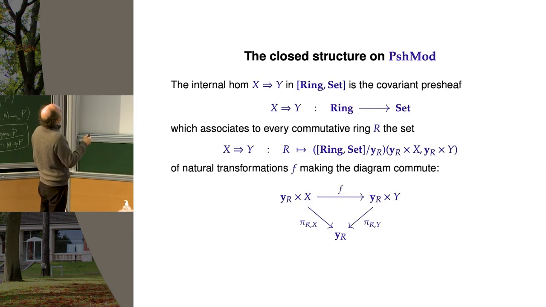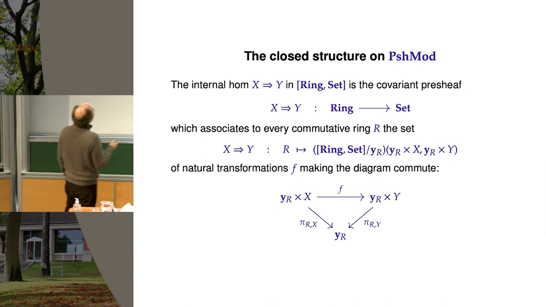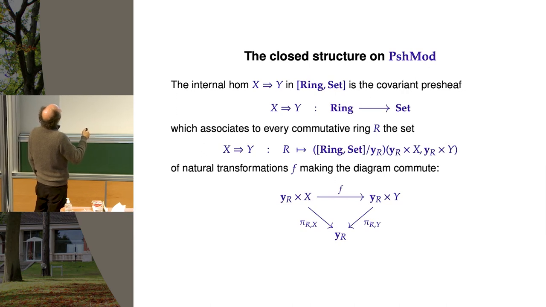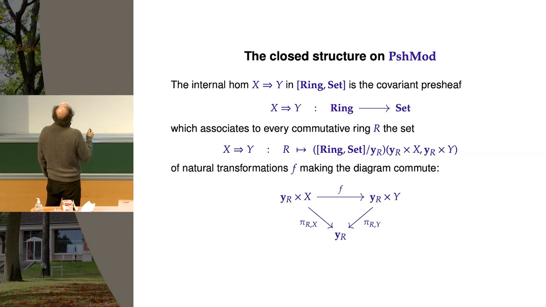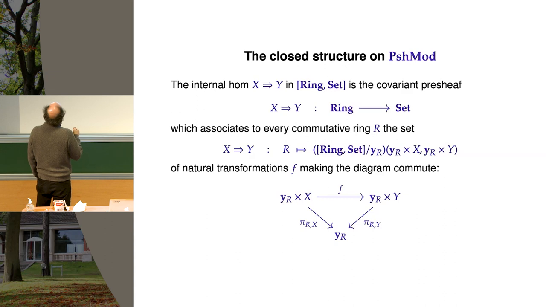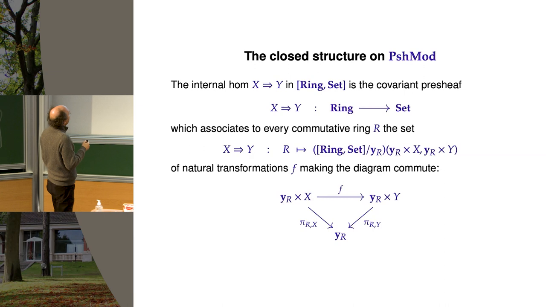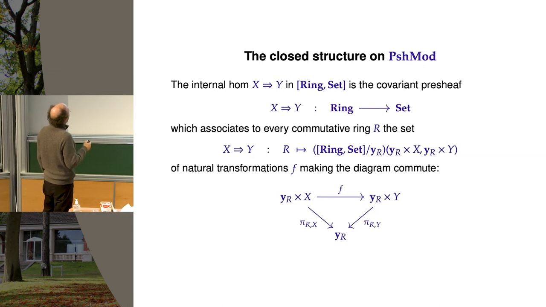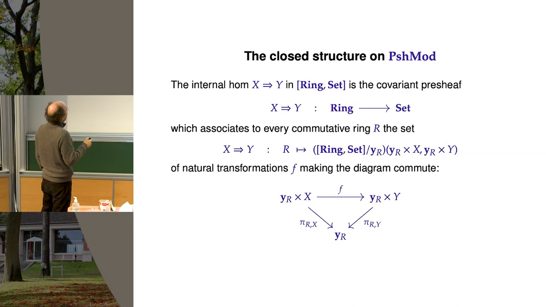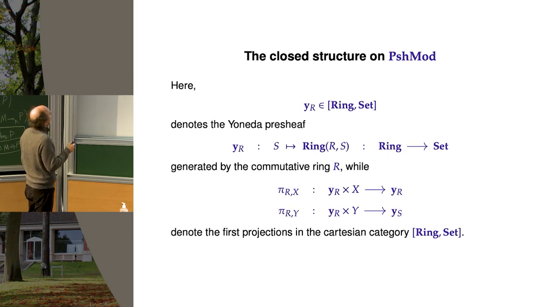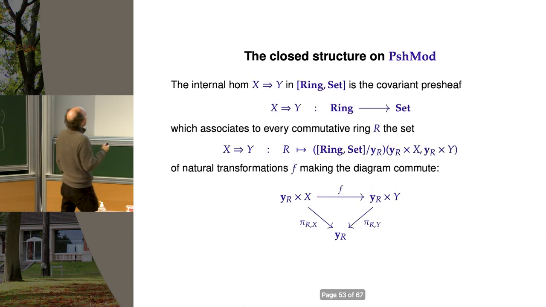The internal hom is more subtle, and it is a bit surprising that we have an internal hom. The internal hom on a set is defined in this way: the covariant presheaf will transport a ring to the set of natural transformations making that diagram commute, where Y_R is the Yoneda presheaf associated to a ring. This is the usual way to turn a ring into a presheaf, by just looking at the maps from the ring R to any ring S.